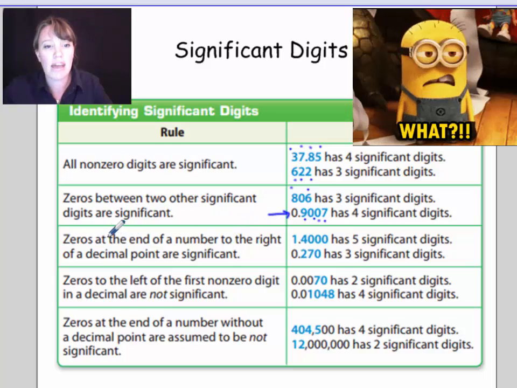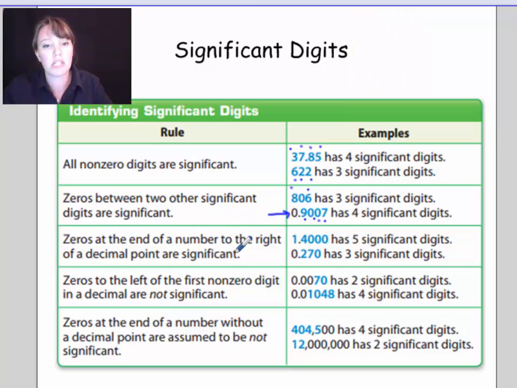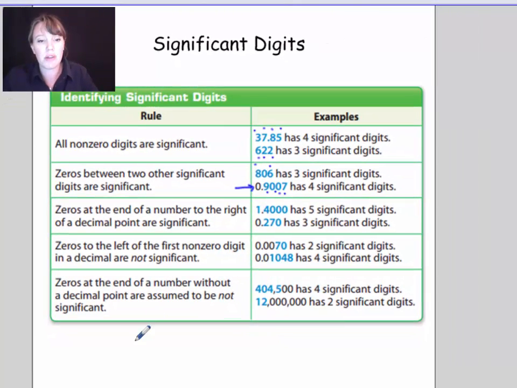The zeros at the end of a number to the right of a decimal place are significant. The way that I think about that is, if someone put them there, then they intended that measurement. If I put the number 1.4, it's hard to tell whether the number is exactly 1.4 or if someone just rounded it. But if I put 1.4000, then I know the measurement is exactly 1.4000 because I put those digits there. That's what makes them significant. So these zeros come at the end of a number to the right of the decimal. So this has 1, 2, 3, 4, 5. The same one, this has 3.